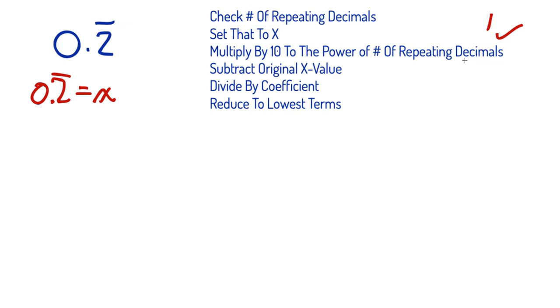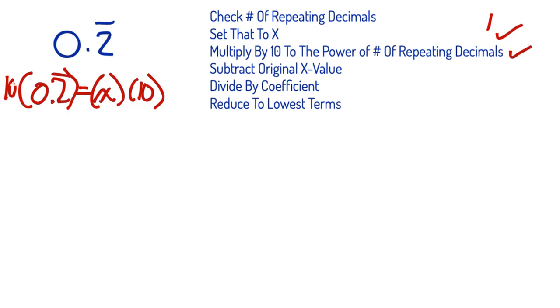Yay. I'll multiply by 10 to the power of the number of repeating decimals. Okay, so I've got one repeating decimal. That means I'm going to multiply both sides by 10 to the first, or just otherwise known as 10. So I'm going to multiply it by 10. Now look, if I'd had 3 digits repeating, I would have raised it to 10 to the third. That's what I mean by that third rule there.